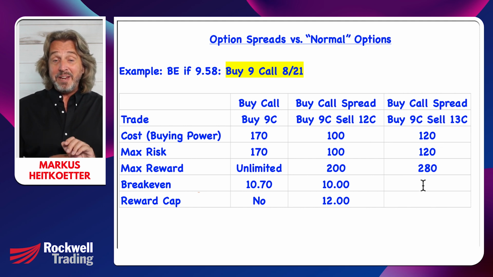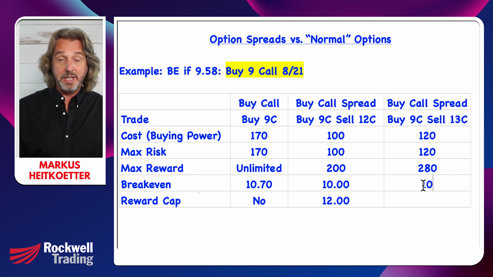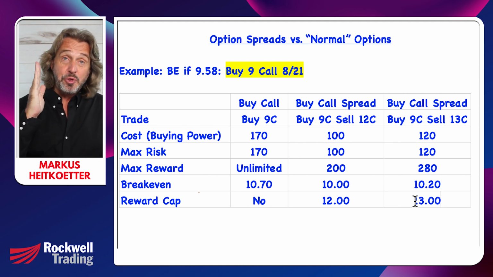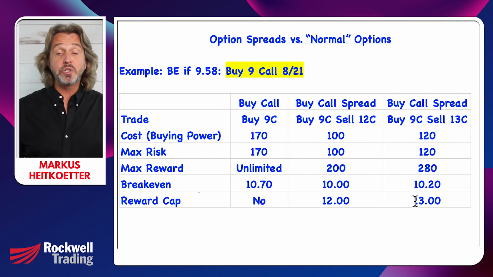The break even here is a little bit higher. It's $10.20. Again, how do you calculate the break even? You take the lower strike price, add whatever you're paying for this spread, in this case, $1.20. So therefore, it is $10.20. And here, the reward cap, you are benefiting from a move to the upside up to $13. And even if it goes to $20, you're still making only $280. So you get the idea.